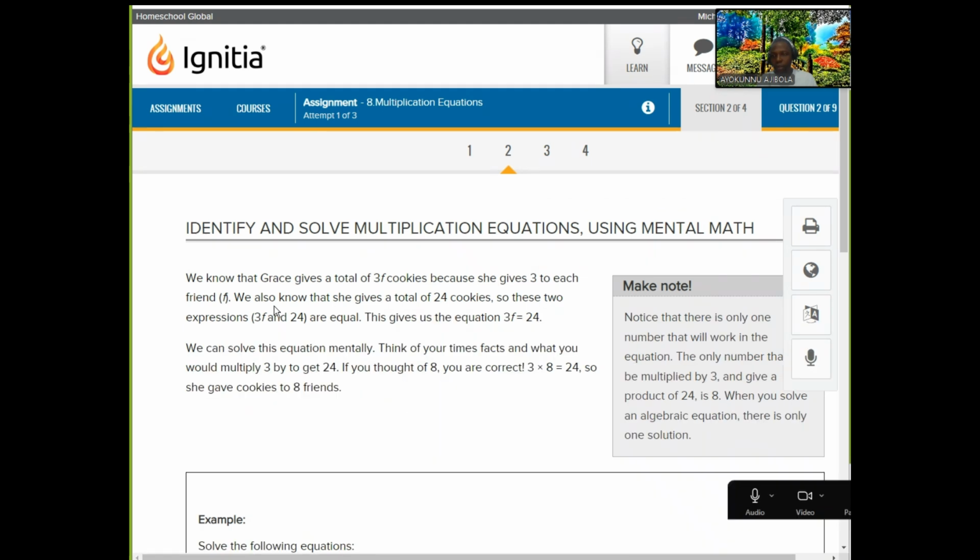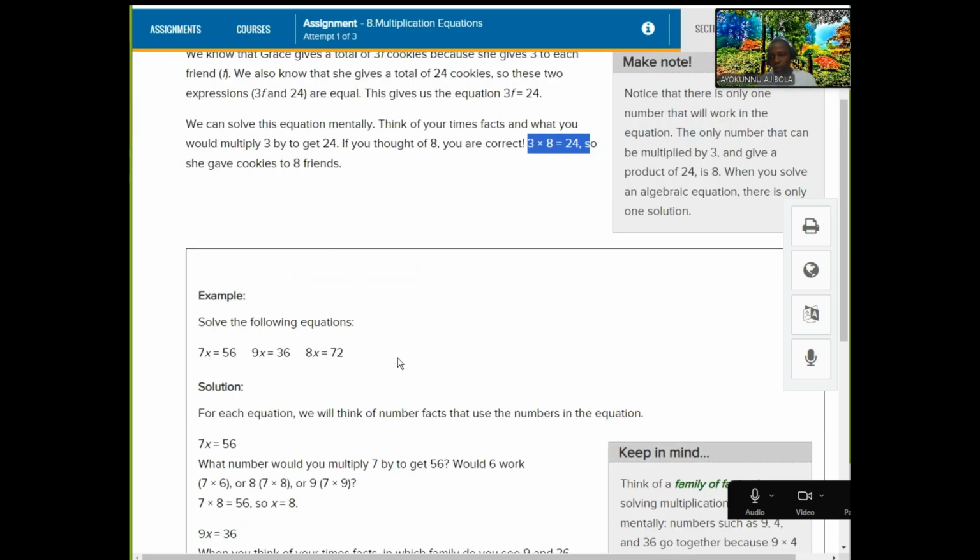Now the section 2 says we know that Grace gives a total of 3F cookies because she gives 3 to each friend F. We also know that she gives out a total of 24. So these two expressions, 3F and 24, are equal. This gives us the equation 3F equals 24. It gives us which equation, Miggy? 3F equals 24. Since 3 times 8 gives us 24, then we have 8 friends. So 3 cookies each for 8 friends. That's 24 cookies in total.